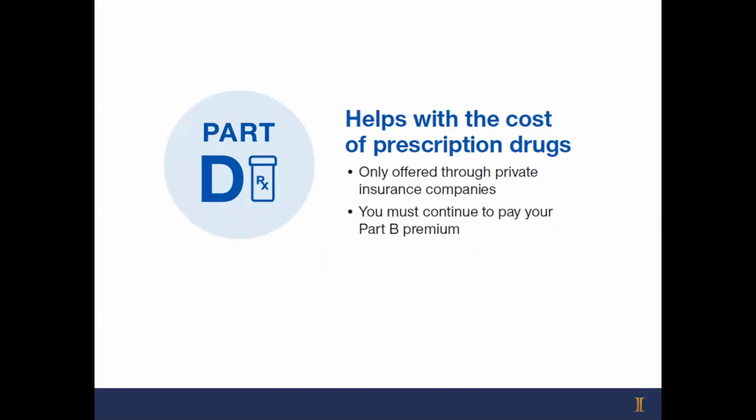Now we will move on to your prescription drug coverage, which is Part D. This plan is what's going to help you pay for your prescriptions. It is only offered through private insurance companies, and you must continue to pay your Part B premium. So with the Medicare Advantage plan I mentioned, you have to have both Parts A and B. With the Part D plan for your prescription coverage, you only have to have one or the other plan. So you do not have to have both. You have to have one or the other.